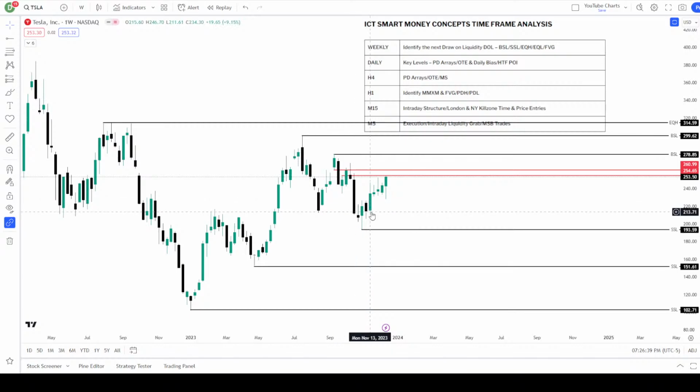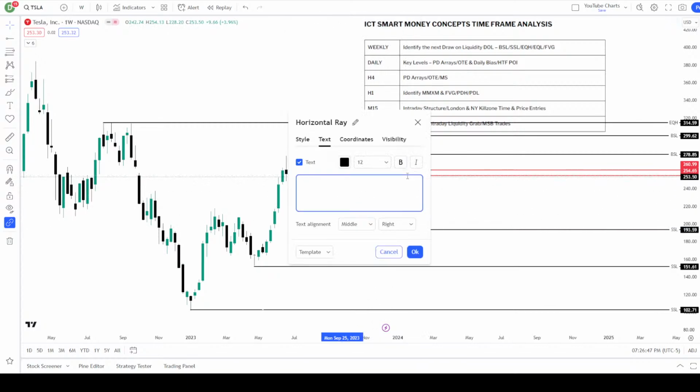Sometimes fair value gaps offer resistance right away, and sometimes we know they're magnetic as price pulls back into it. We're going to double click on that. We're going to put fair value gap, or we're going to put 1W. Okay, fair value gap minus. So this stands for 1 week. Fair value gap minus is bearish, plus is bullish in terms of smart money concepts.